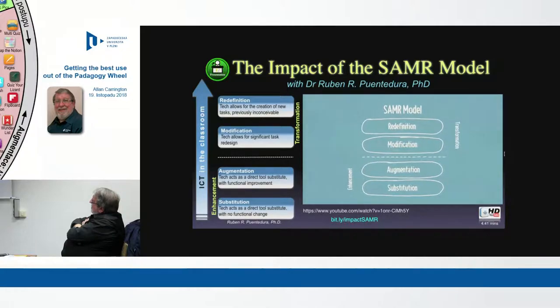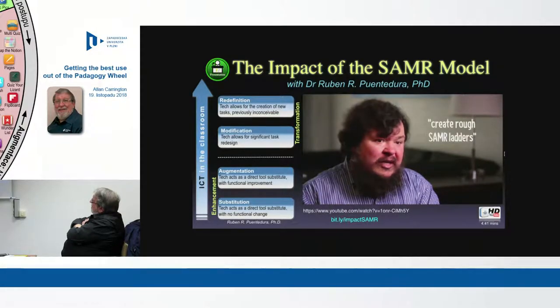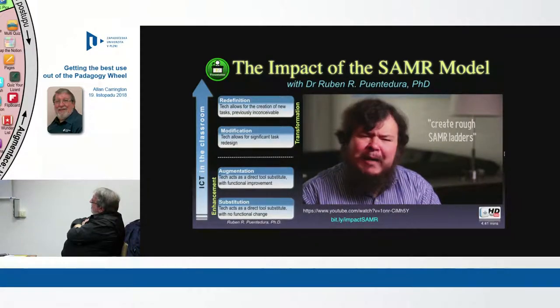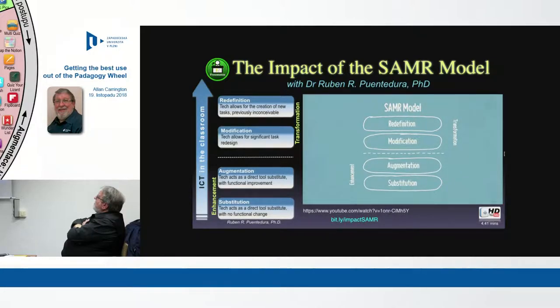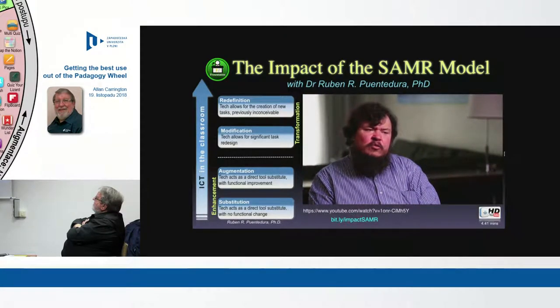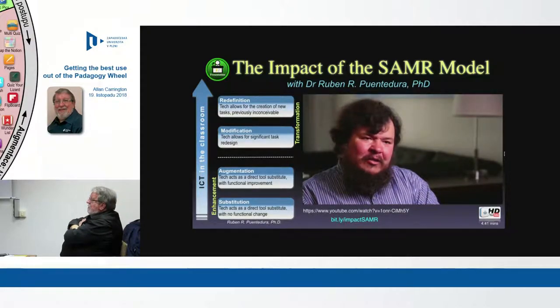For beginning teachers, my recommendation is look at the model, look at examples of the model, then get together in teams with other teachers and create what I call rough SAMR ladders. Pick a unit of instruction, something that matters to you, and say, okay, as a team, we're going to figure out how to incorporate technology in such a way that we go up the levels of SAMR. Rough out some ideas. Try to get a little bit of a taste for what it's like to incorporate the technology in this fashion. And then, yes, translate that into something in your own practice.